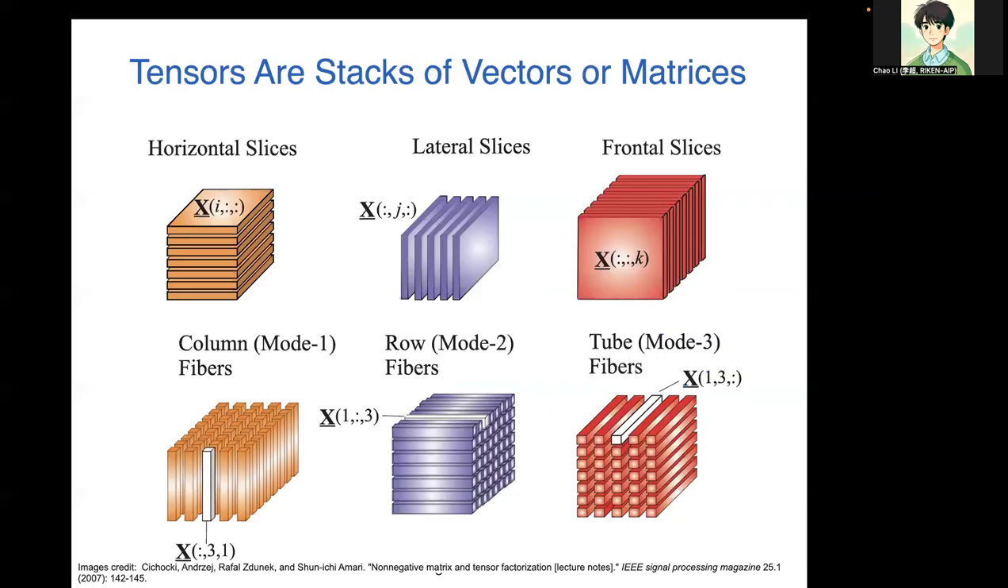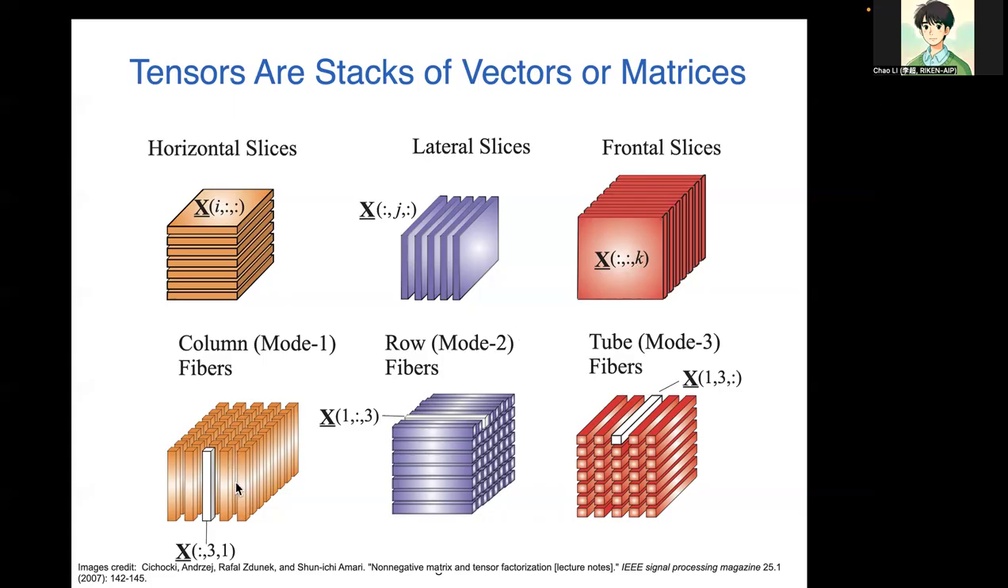Another way to understand tensors is to see them as stacks of vectors or matrices. Let's start from the top row. A horizontal slice is what you get when you fix the first mode i and keep the other two modes free. That gives you a 2D matrix. A lateral slice is when you fix the second mode j. Similarly, a frontal slice is what you get when you fix the third mode k. So you can see each of these slices is just a matrix taken from a different direction.